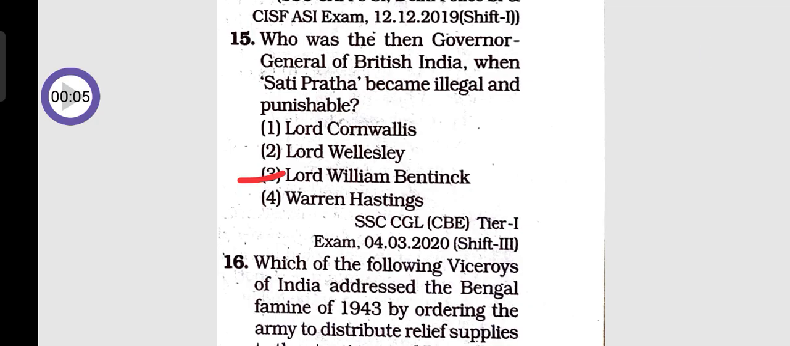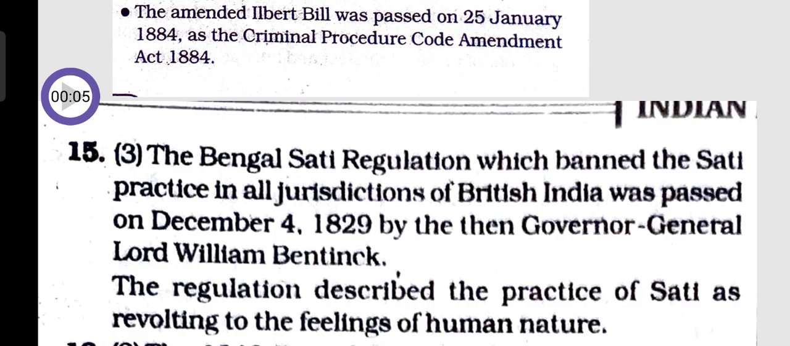The Bengal Sati regulation, which banned the Sati practice in all jurisdictions of British India, was passed on December 4, 1829 by the then Governor General Lord William Bentinck. The regulation described the practice of Sati as revolting to the feelings of human nature. So the answer is Lord William Bentinck. Under his supervision, the Sati regulation was banned in all jurisdictions of British India.